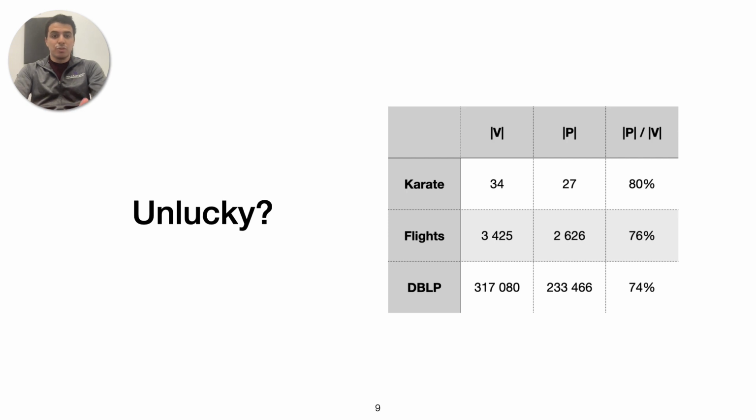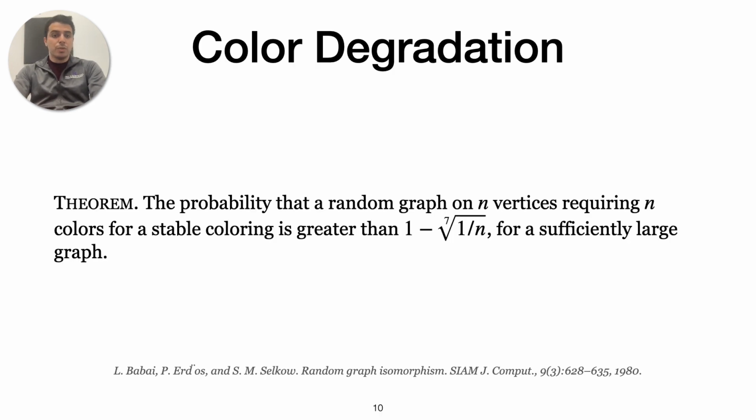So if I try with larger graphs, Flights, which is a global airports graph, or DBLP, a scholarship citation graph, the compression ratio, right, only gets worse and worse and worse. And so this is a problem, right? In fact, theory results show that this will systematically be a problem. If you have a random graph with n vertices, the probability that it requires n colors to compress it is very high.